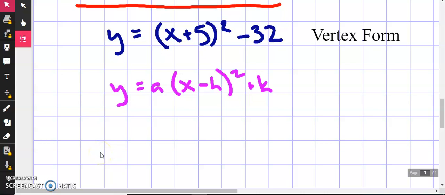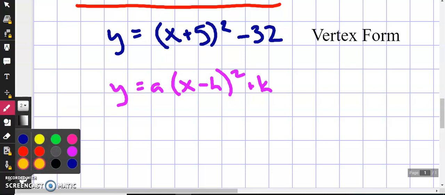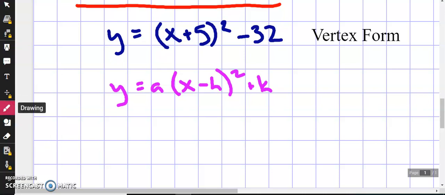So I copied down the original version of vertex form that we had written down so that we can compare it to what we ended up with here so that we can figure out our A, our H, and our K. So I noticed that in my blue equation, there's nothing in front of the parentheses. And I know that when I'm talking about coefficients and equations, if I don't see anything in front of a number, then that's implied that there's a 1 right there. So for this particular equation, A equals 1.